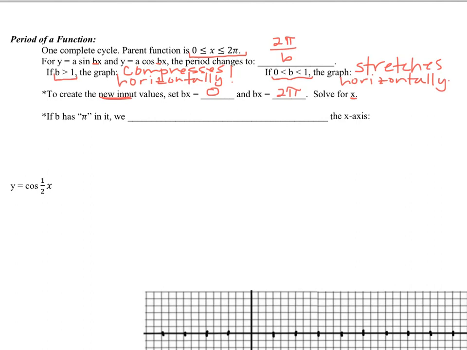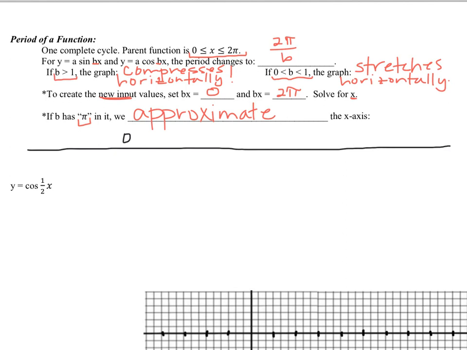Also, one more thing to note, if b has a pi in it, then we have to approximate on the x-axis. So if b has pi in it, pi will cancel out for our input values. Watch this table. It's going to be pretty aggressive. So I just drew a really big line because you're going to need this entire space. I'm starting at 0 because usually when you set bx equal to 0, you're going to get 0 for your first number, which is kind of nice.